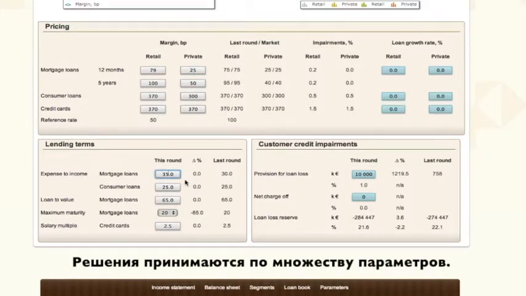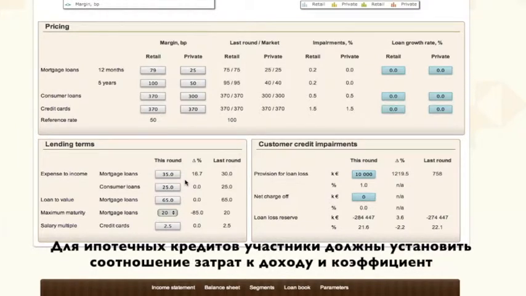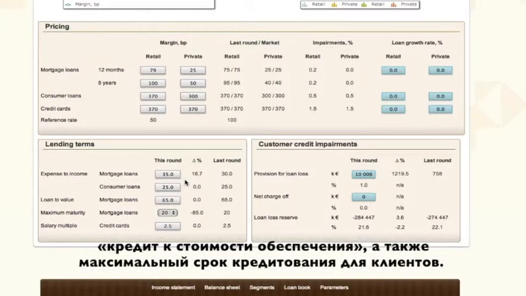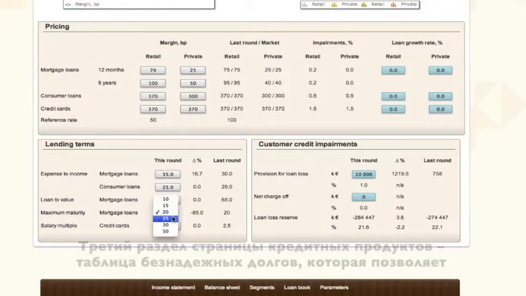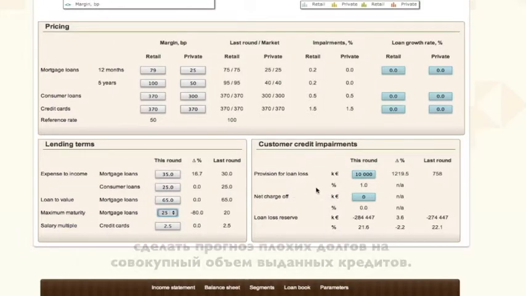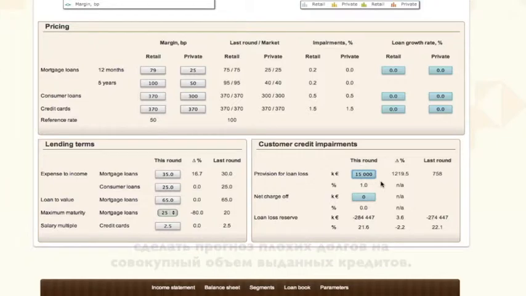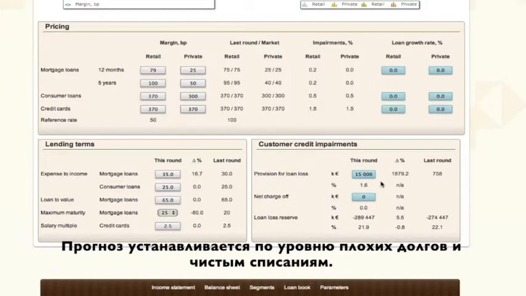There are multiple different types of terms to be set. For mortgage loans, participants must choose appropriate expense to income and loan-to-value ratios, as well as maximum maturity for the loans they are willing to extend to customers. The third part of the credit products page is the credit impairments table, which allows for the estimation of bad credit on an aggregate level. Estimation options are provided for loan loss provisions and net charge-offs.